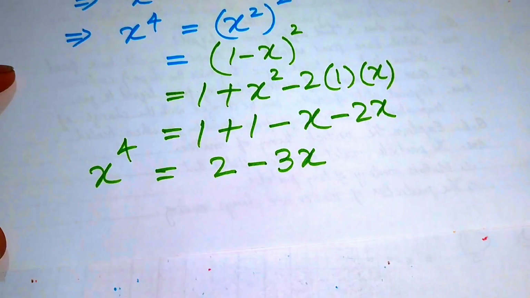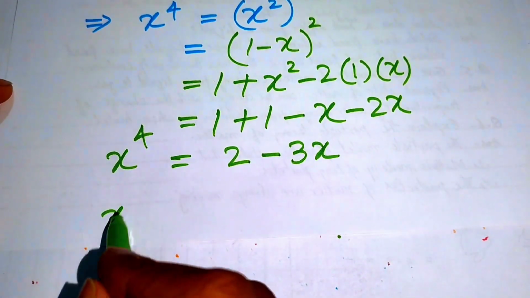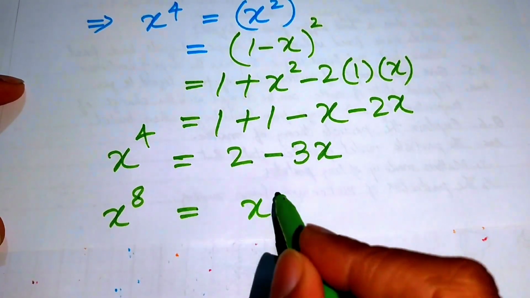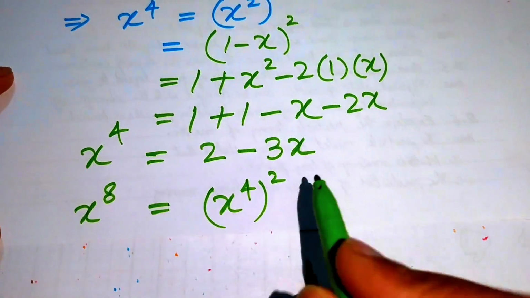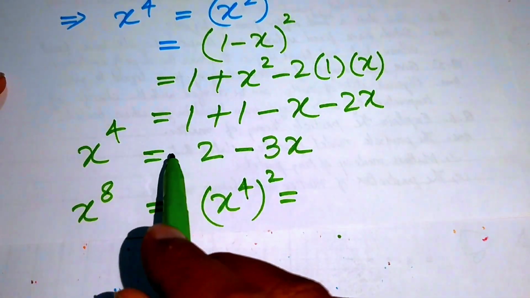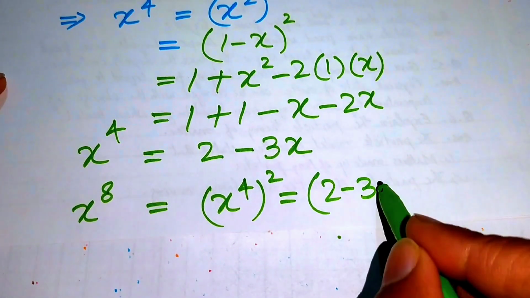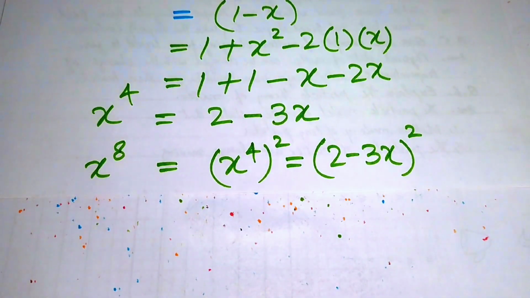So this is the value of x to the power of 4. And now we find the value of x to the power of 8, and we write it as x to the power of 4 and its whole square. So here we again use the value of x to the power of 4, which is 2 minus 3x and its whole square.